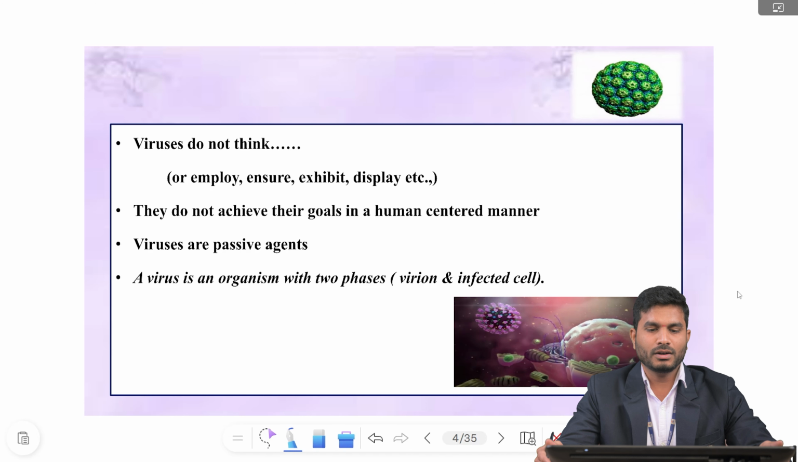So a virus exists in two phases: one is the virion and the other is the infected cell. The virion is an inactive particle outside the host, and in the infected cell phase the viral genome becomes active. Plant viruses consist mainly of a nucleic acid, either DNA or RNA, surrounded by a protective protein coat. Since they lack their own metabolic systems, every step of replication, movement and protein production depends entirely on the plant cell.